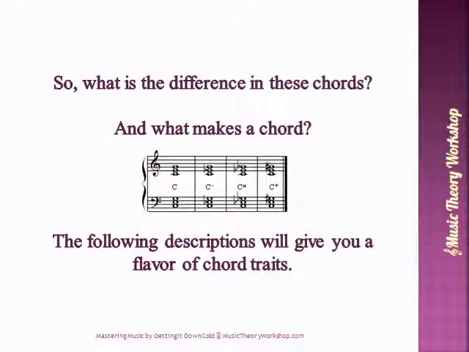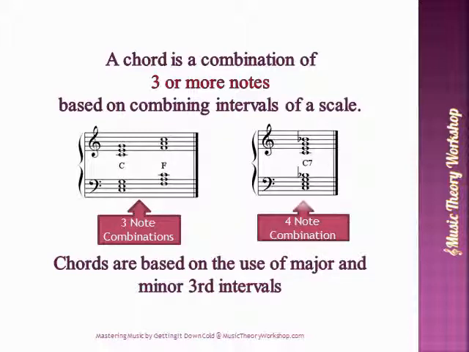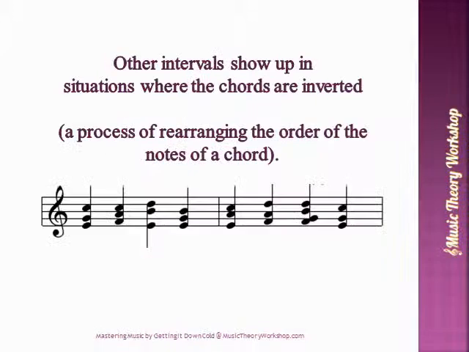So what is the difference in these chords, and what makes a chord? The following descriptions will give you a flavor of chord traits. A chord is a combination of 3 or more notes based on combining intervals of the scale. We have 3-note combinations and 4-note combinations, and even more. Chords are based on the use of major and minor third intervals.